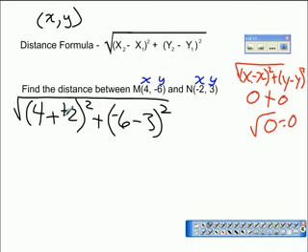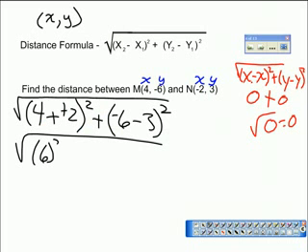Now I add these two. 4 plus 2 is 6, and I'm going to square it. Plus, negative 6 minus 3 is negative 9. I'm going to square it.